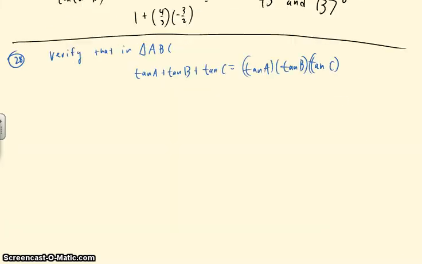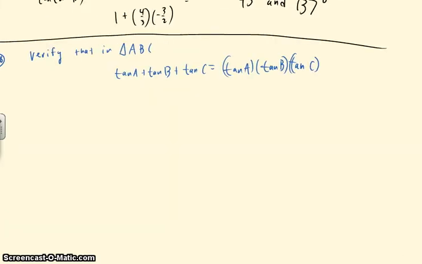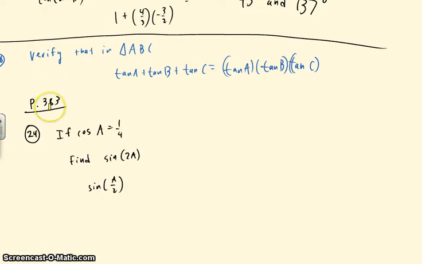All right. Other problems that people asked about. From page 383, number 24 was asked about. First of all, it said that angle A is acute. So that's important, which means it's in the first quadrant. And it said the cosine of A is 1/4, and it said find sine 2A and find the sine of A over 2. So we're just going to apply the identities.